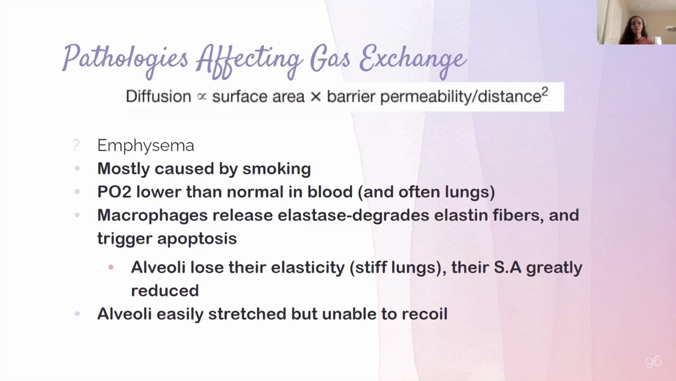But really quickly, emphysema is caused by smoking. We have macrophages releasing elastin-degrading enzymes, and that triggers a decrease in lung compliance. The alveoli are able to stretch, but they're unable to recoil, and so we have stiff lungs because the surface area of the alveoli is greatly reduced.